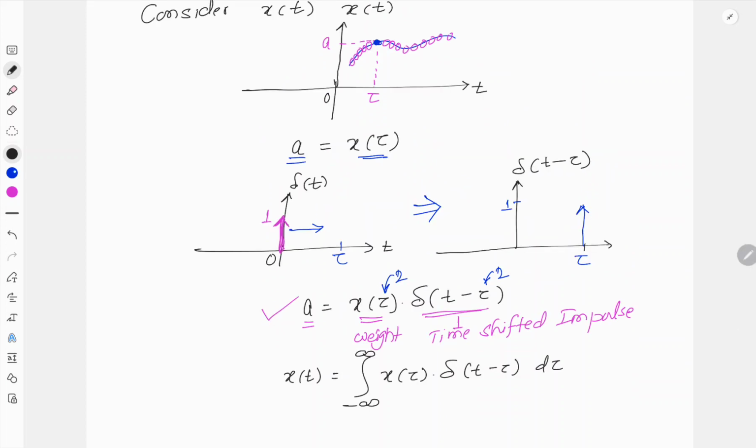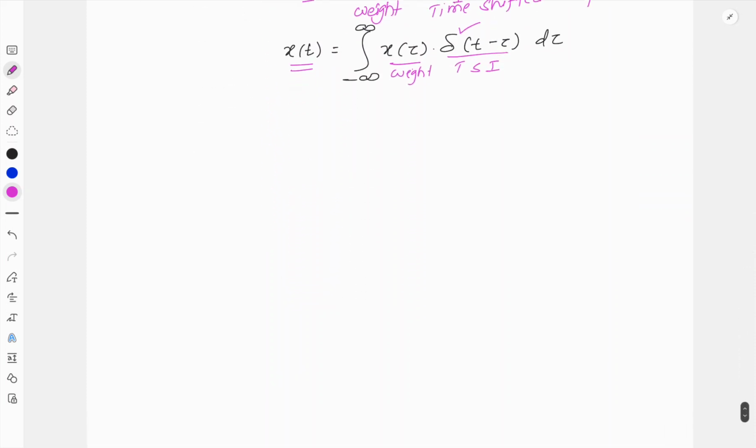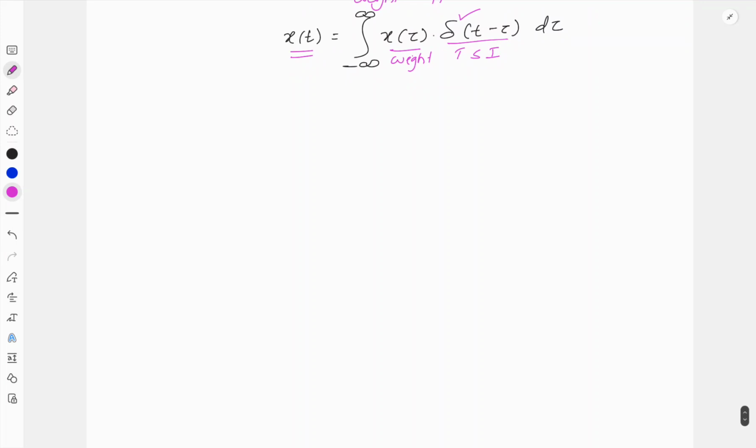So with this equation, we have the input signal x of t represented in terms of a weighted, time shifted impulse. So all the points on x of t are now part of the impulse function. Now our next aim is to find the output if I apply x of t to the given system. For this given system, the input applied will be x of t and the output will be y of t.